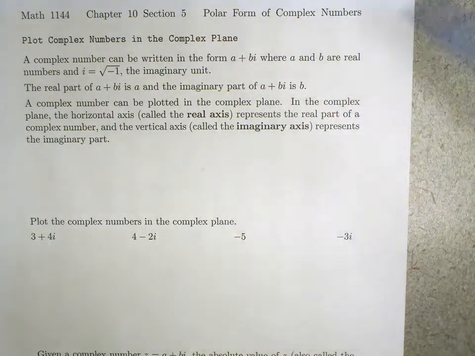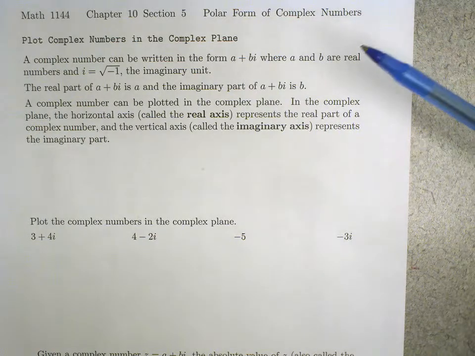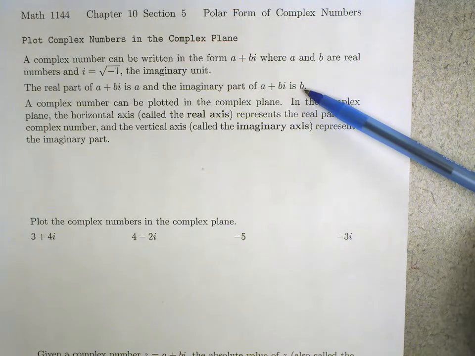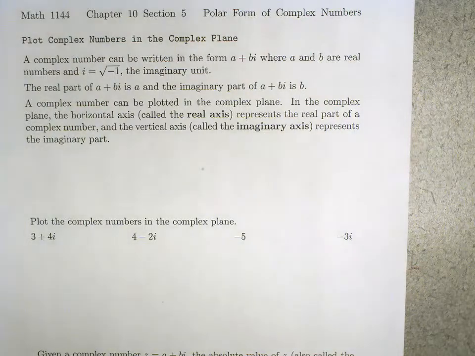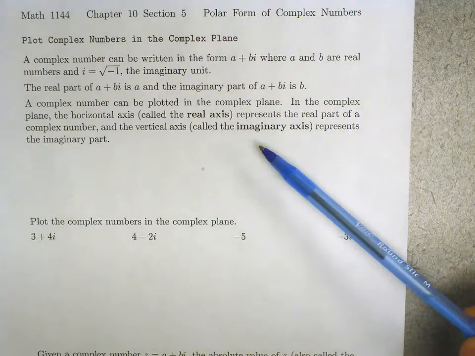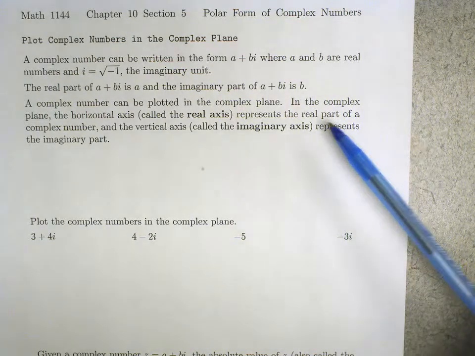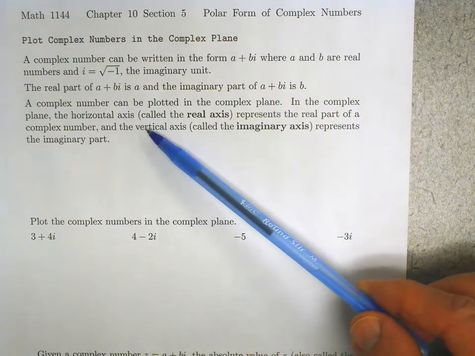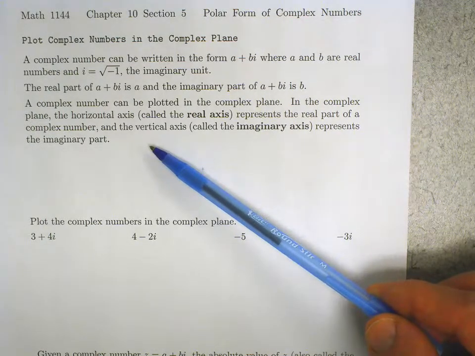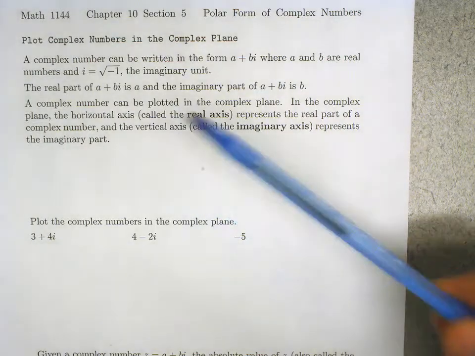Just as a side note, every real number is a complex number. A real number has an imaginary part that's equal to 0. A complex number can be plotted in the complex plane. In the complex plane, the horizontal axis, which is the real axis, represents the real part of a complex number. And the vertical axis, called the imaginary axis, represents the imaginary part.